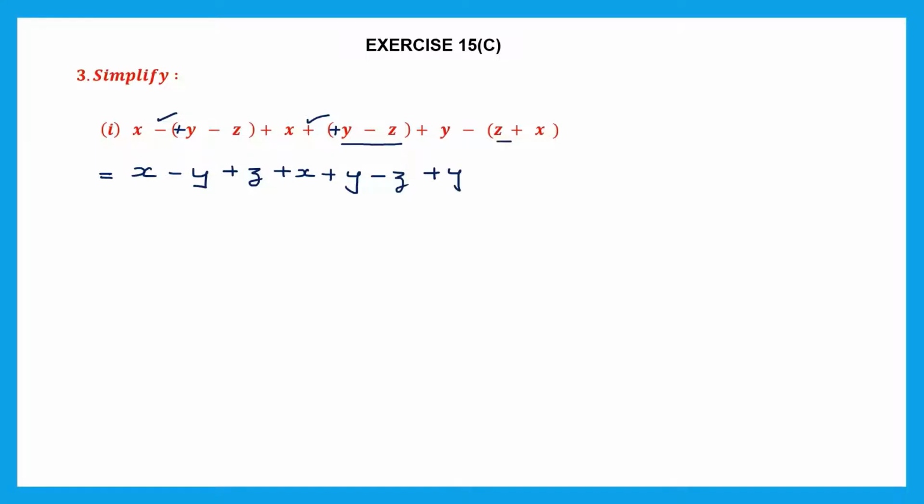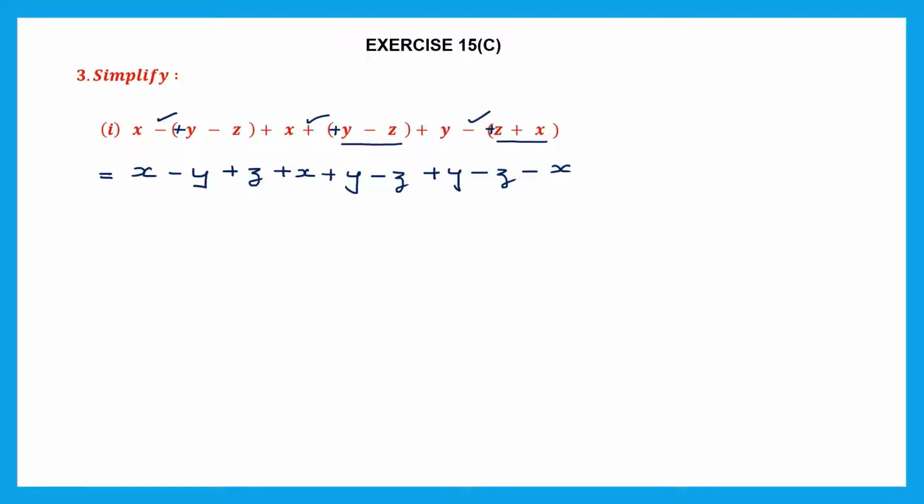Now I'm going to open this pair of brackets. See the sign before that, it's minus. That means the sign of all the terms inside will change. So this is plus z, which will become minus z, and plus x becomes minus x. So now let's group all the like terms together.